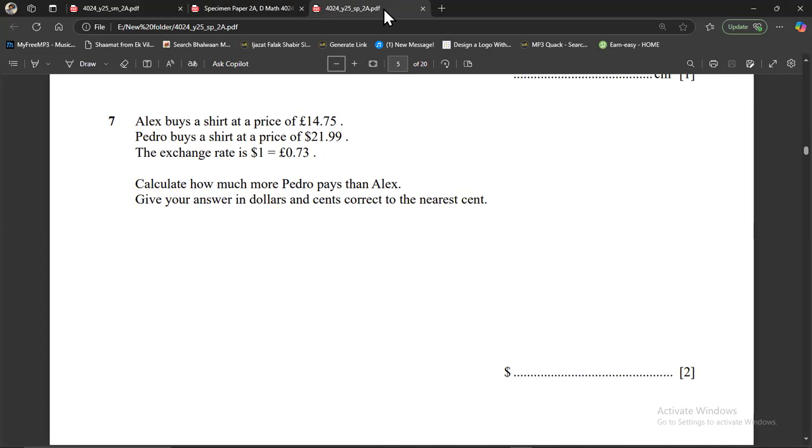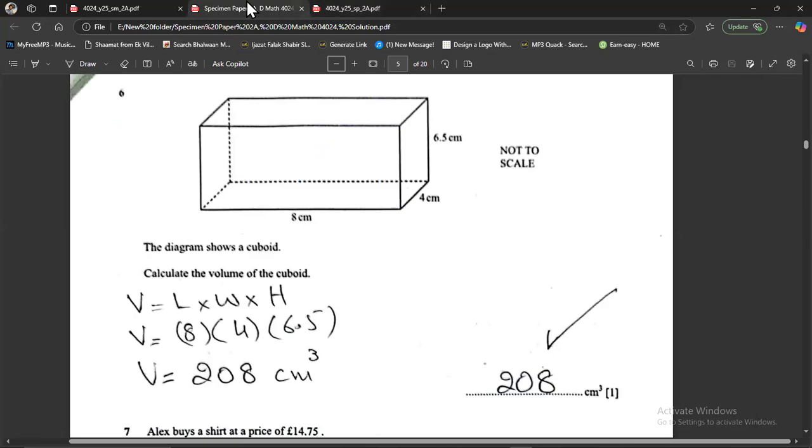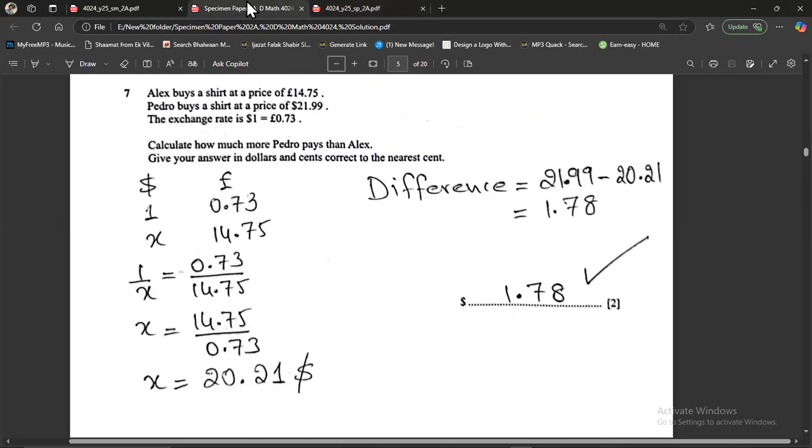Okay, so we have to tell the difference in dollars. That's why I will convert this price, which is in pounds, into dollars. The exchange rate between the dollar and the pound is given. I'm going to use the method of proportionality. So on your screen, this is showing dollar and pound, and $1 represents 0.73 pounds. So 14.75 pounds will be represented with X dollars. So 1 divided by X is equal to 0.73 divided by 14.75. So X will be equal to 14.75 divided by 0.73. That's $20.21.